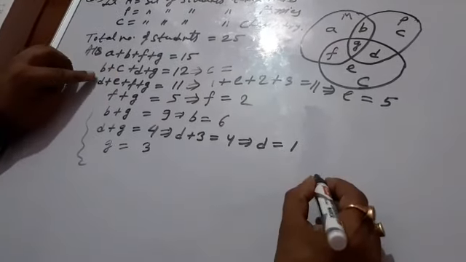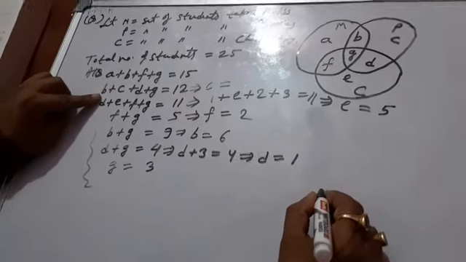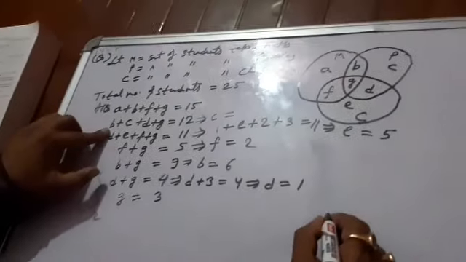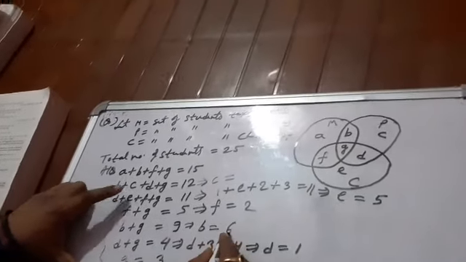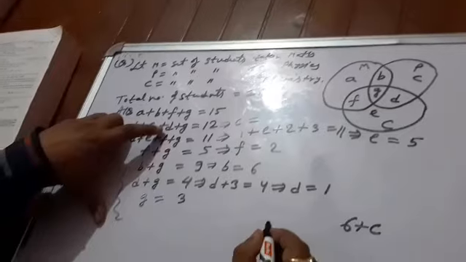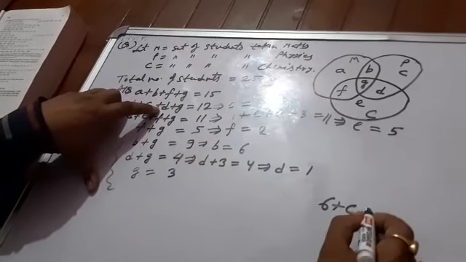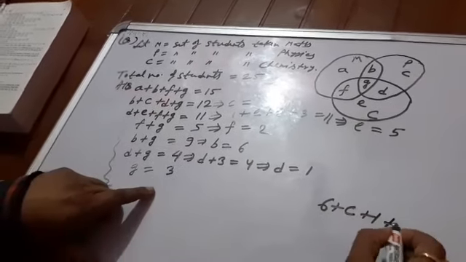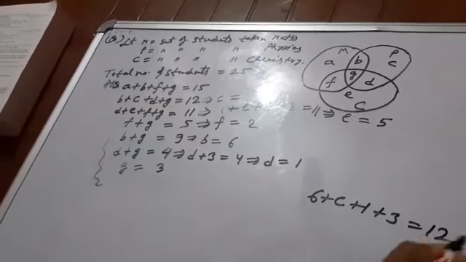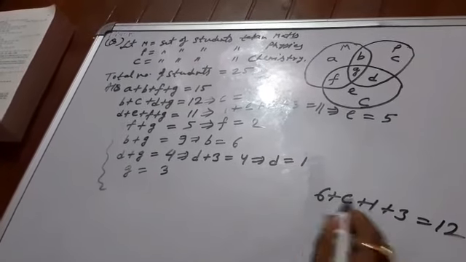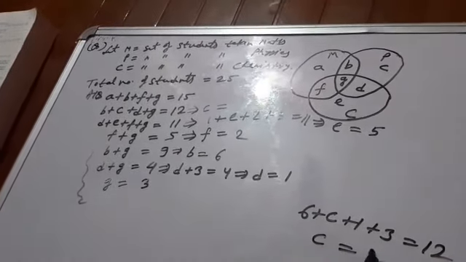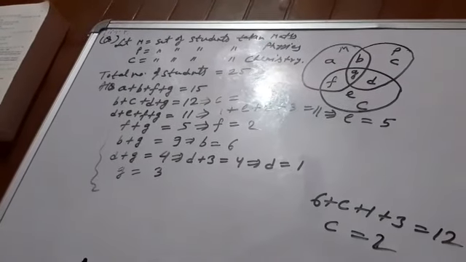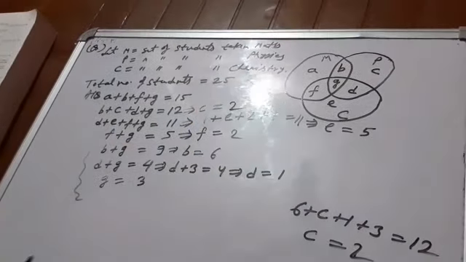Then I am just going to calculate here. At the place of B, I am putting the value of B, that is 6. C as it is. D you got 1. G you got 3 and its value is given as 12. So C is equal to 12 minus 6, 3, 9, 10. It is 2 only. So the value of C is 2.